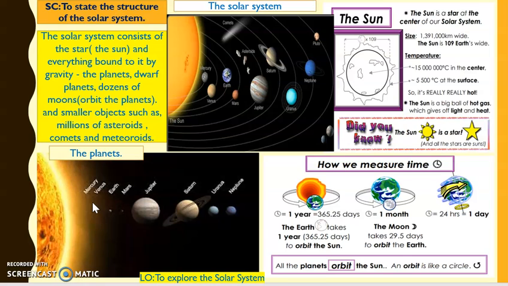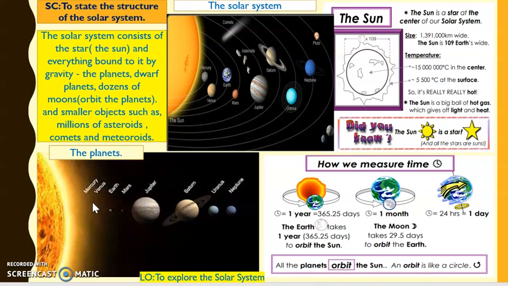The rocky planets are Mercury, Venus, Mars, and Earth. They are called rocky planets because they are made of metals and rocks, and they have a solid surface. Now, the gas planets are Jupiter, Saturn, Uranus, and Neptune. These gas planets are farther away from the sun and are much larger than the rocky planets.